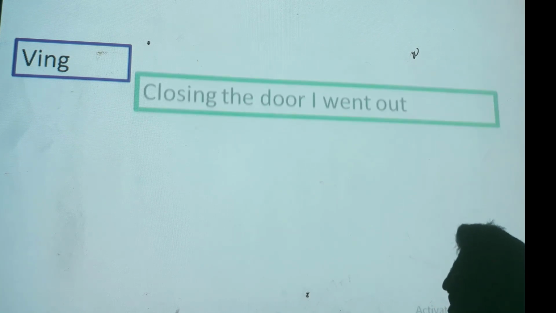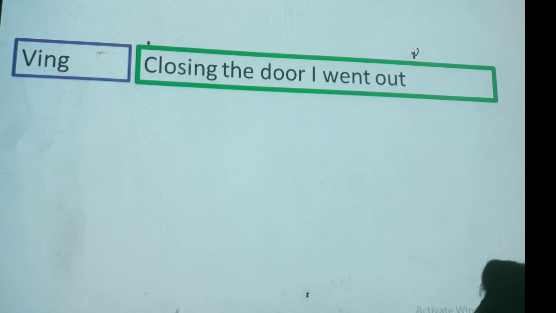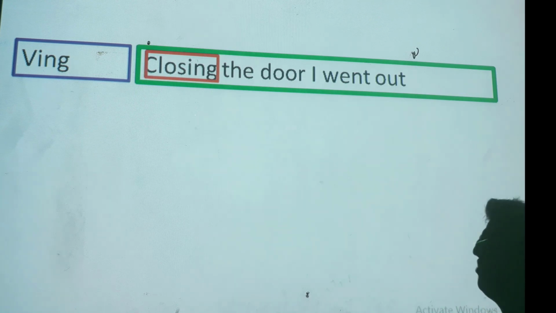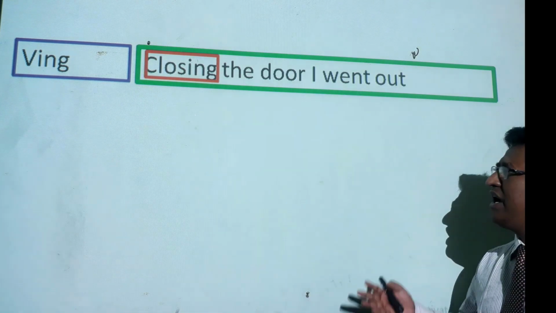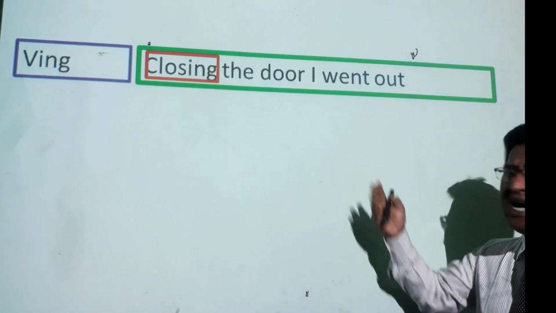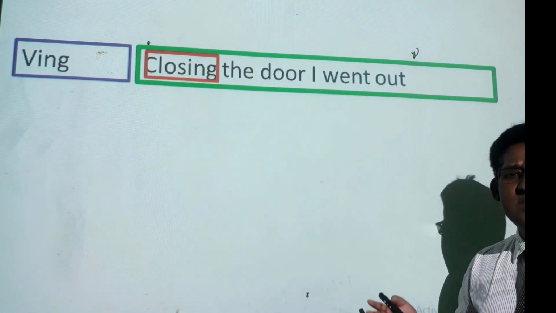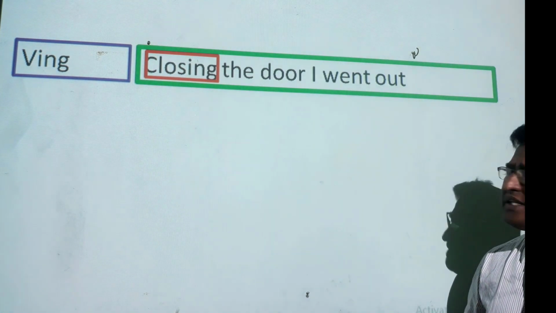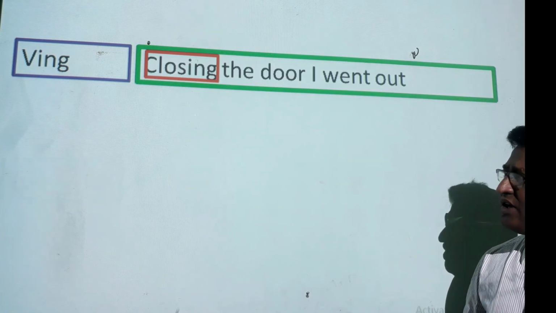Verb ing at the beginning of the sentence or starting of the sentence. When you will see V-ing, the sentence will be simple sentence. Closing. In this sentence, there is a verb; at the ending of the verb, we see ing form. So, the sentence is simple sentence.